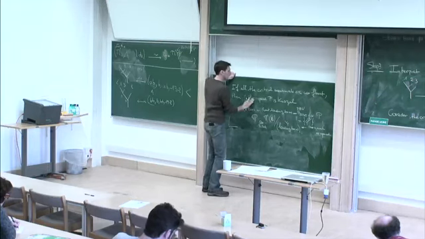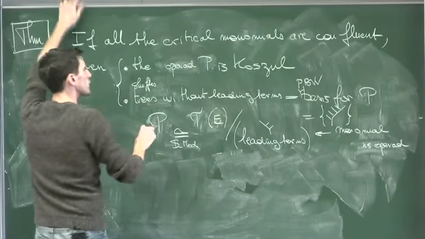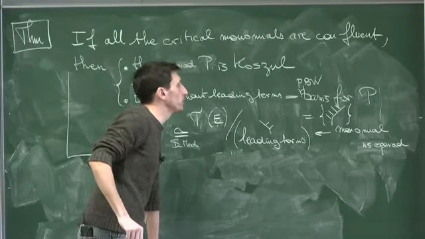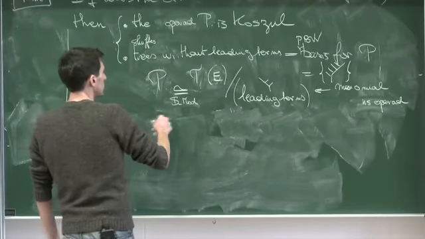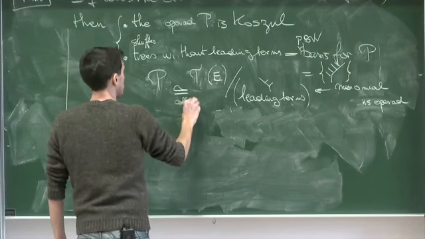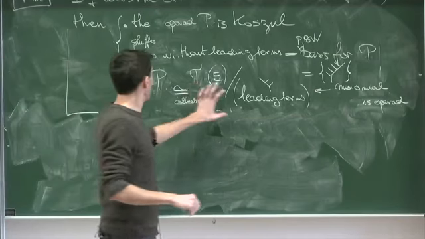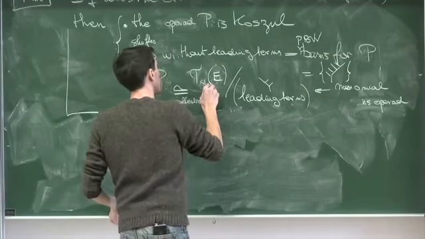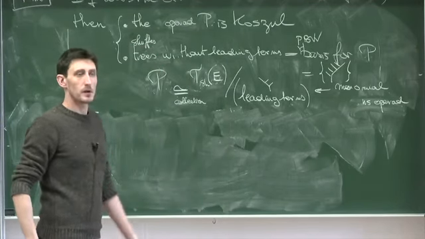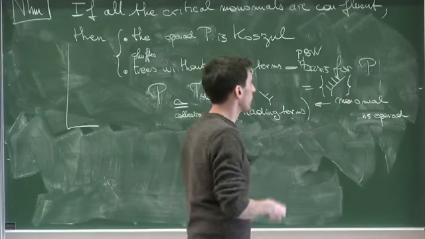And so the theorem is the same. If all the critical monomials are confluent, then the shuffle trees without leading terms form a Poincaré-Birkhoff-Witt basis for the operad. This is an isomorphism of collections, not of S-modules. You see, we completely forgot about the symmetric group action here. So we get just a basis. This is the free shuffle operad, and we have exactly the same argument. So this gives another proof of the fact that the operad Lie is Koszul.